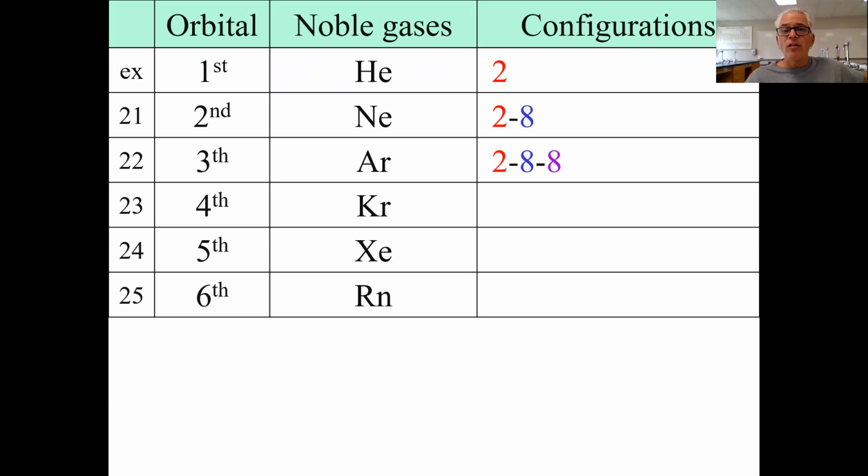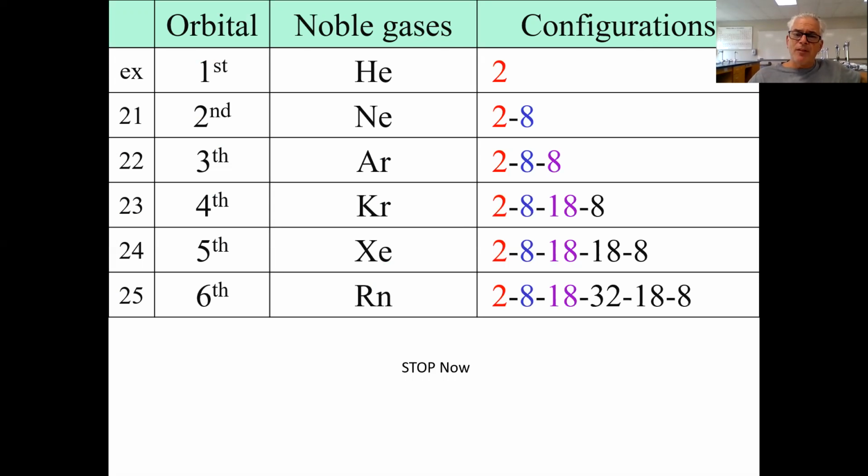2-8-8. First orbital's full. Second orbital's full. The third orbital's full. But look what happens here with krypton. Something funky. That third orbital, the purple one, stretches out, and it can stretch and fill in a bigger way. It can kind of be full at 8, or it can expand to 18. And then the fourth orbital is full, with 8. But then look what happens with xenon. Here we have full 2 in the first orbital, full 8 in the second orbital, full 18. But then that fourth orbital has stretched also, and that now has 18. And the fifth orbital is full with 8.